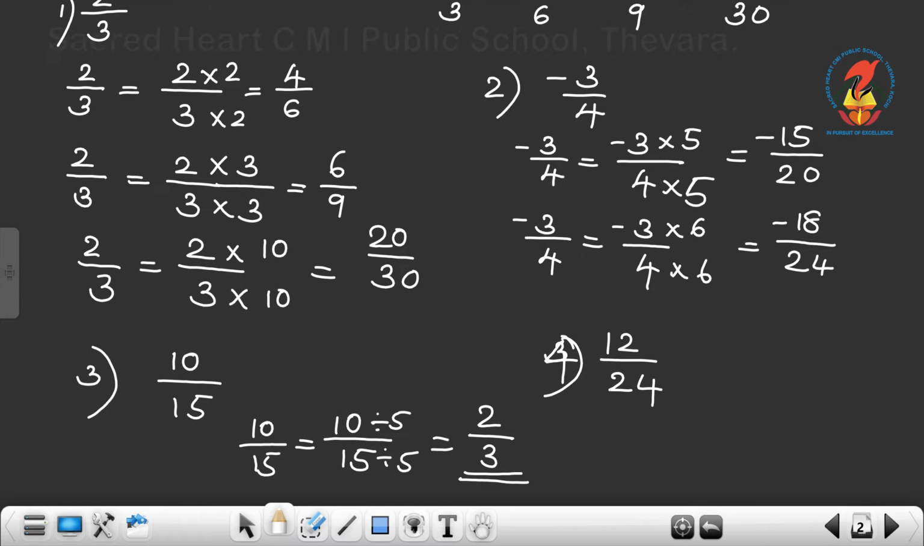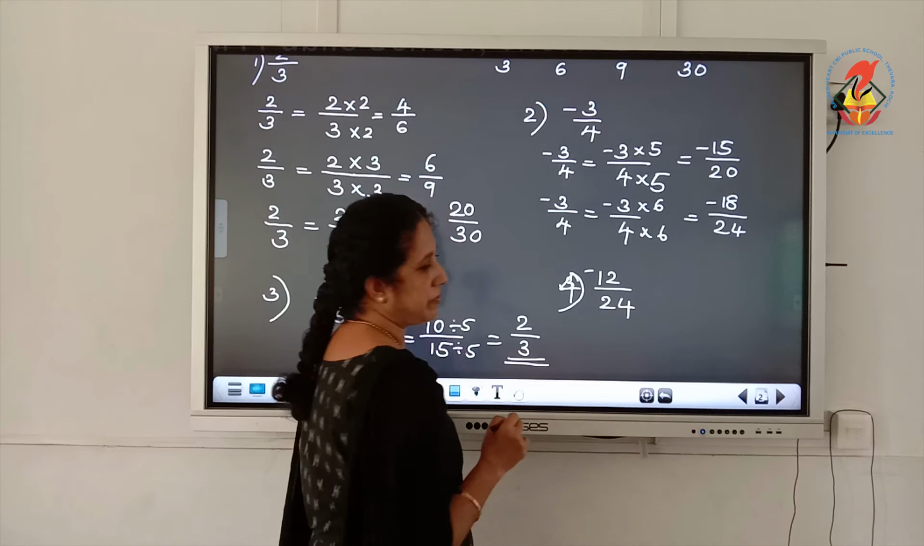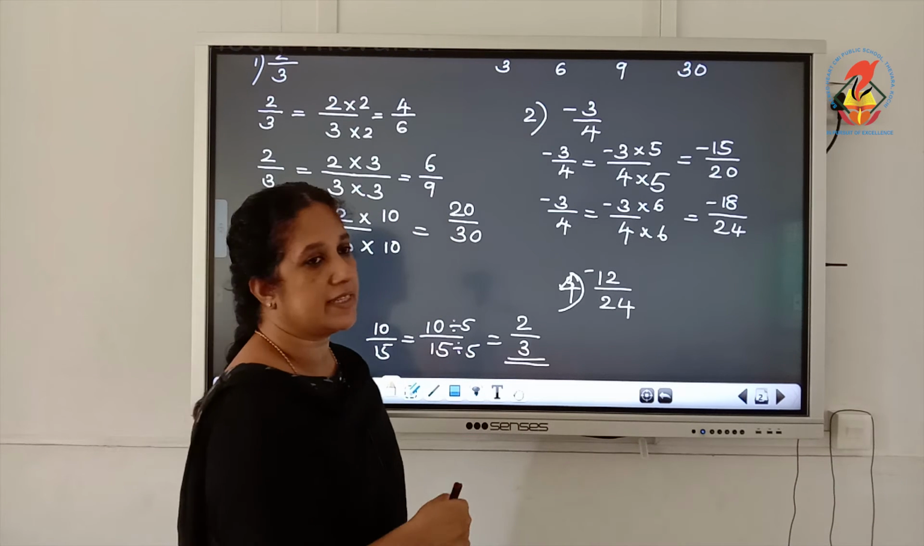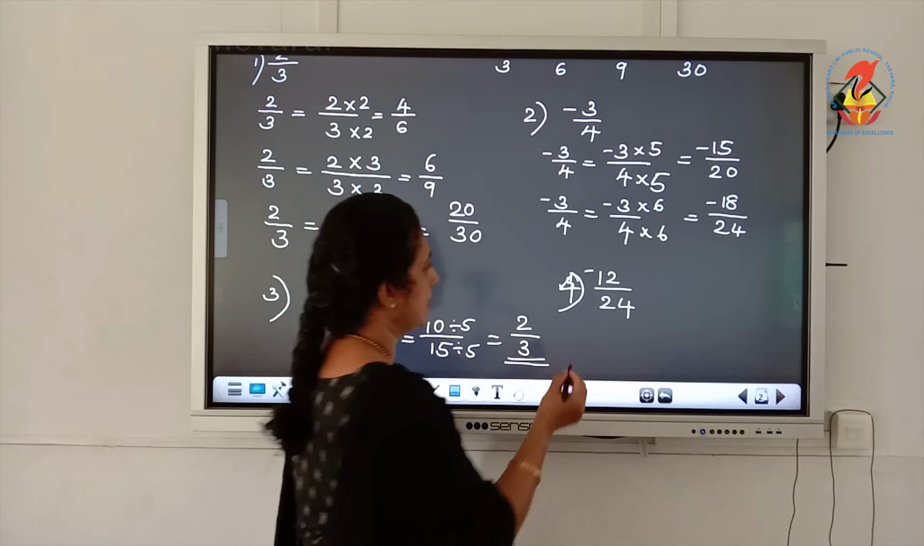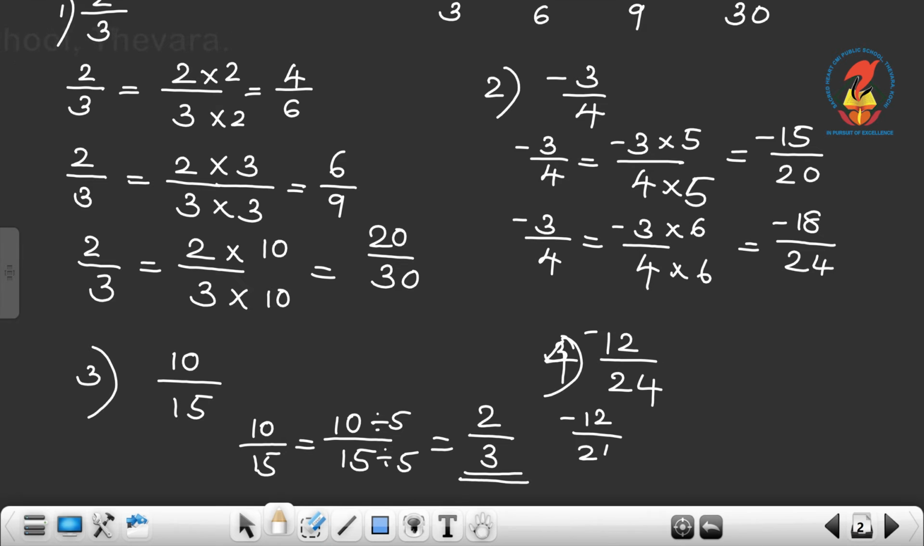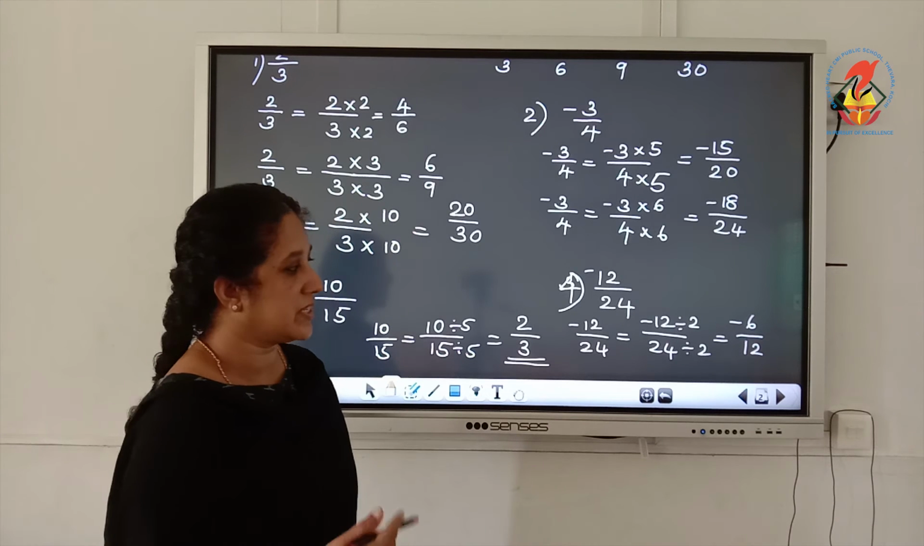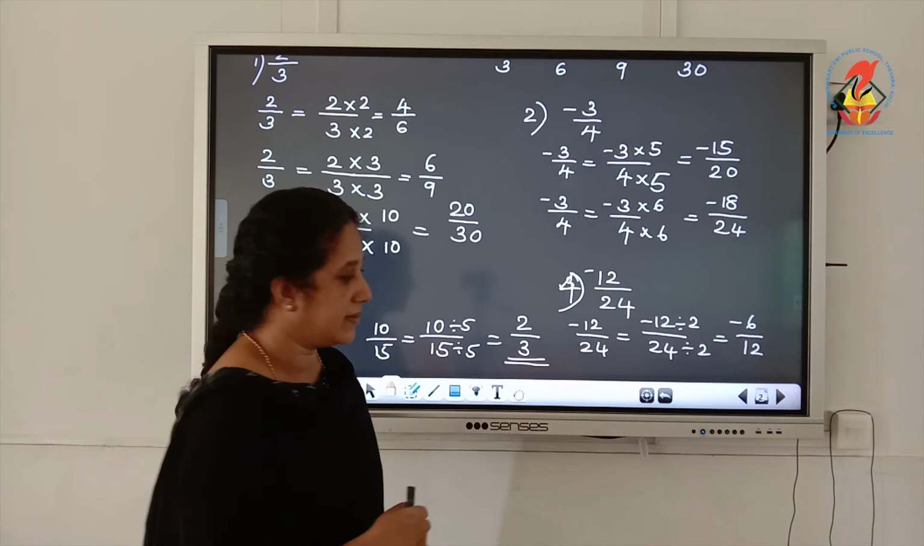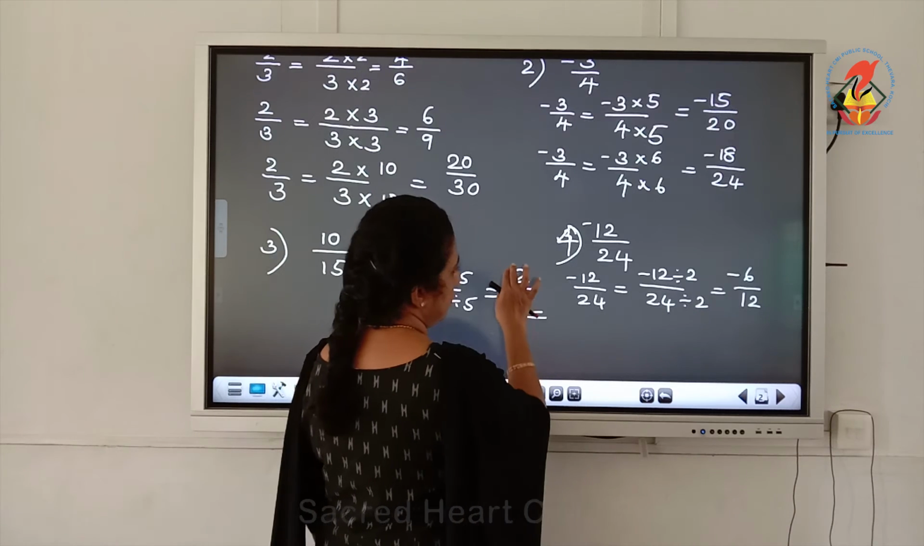Then another example, negative 12 by 24. We can divide both numerator and denominator by a non-zero integer. So negative 12 by 24 is equal to negative 12 by 24 divided by 2 divided by 2, so equal to negative 6 by 12. So negative 12 by 24 is equal to negative 6 by 12. So that is also an equivalent rational number.